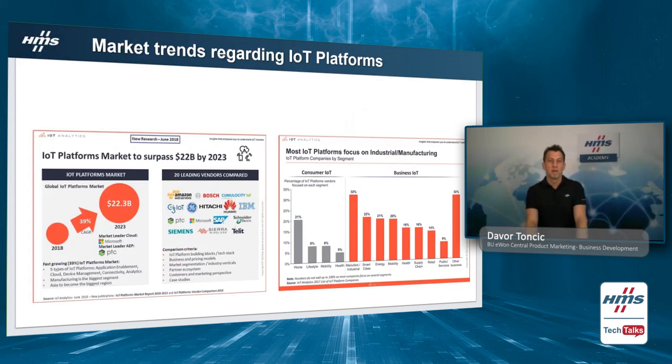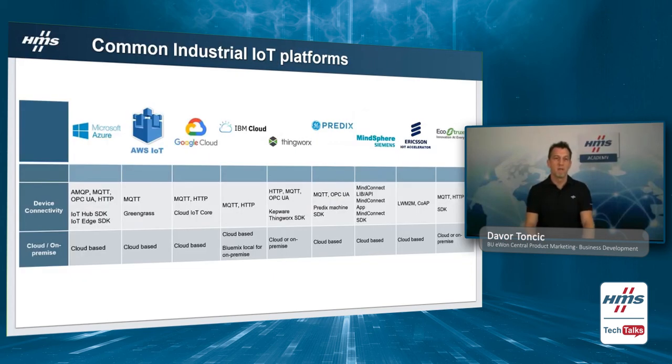Some of the most common ones that we have today are Microsoft Azure, AWS, Amazon Web Services, and the Google Cloud. We have applications like ThingWorx, Predix, and Siemens MindSphere. And as you see in this slide, the common thing here is that most of them are utilizing OPC UA or MQTT as the way to get the data from the field into those clouds.